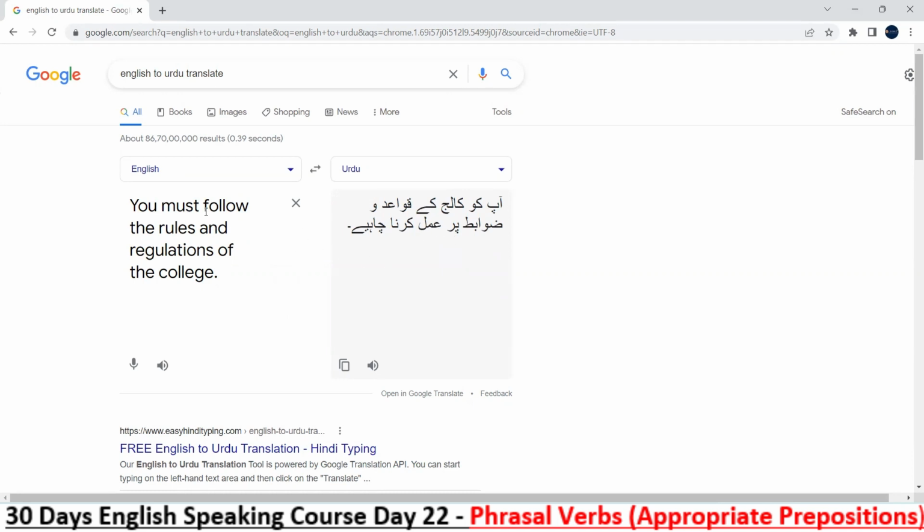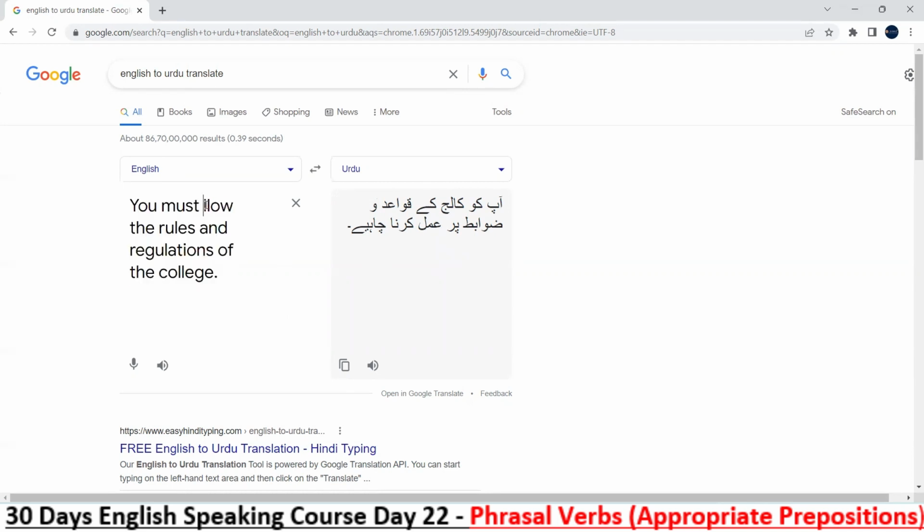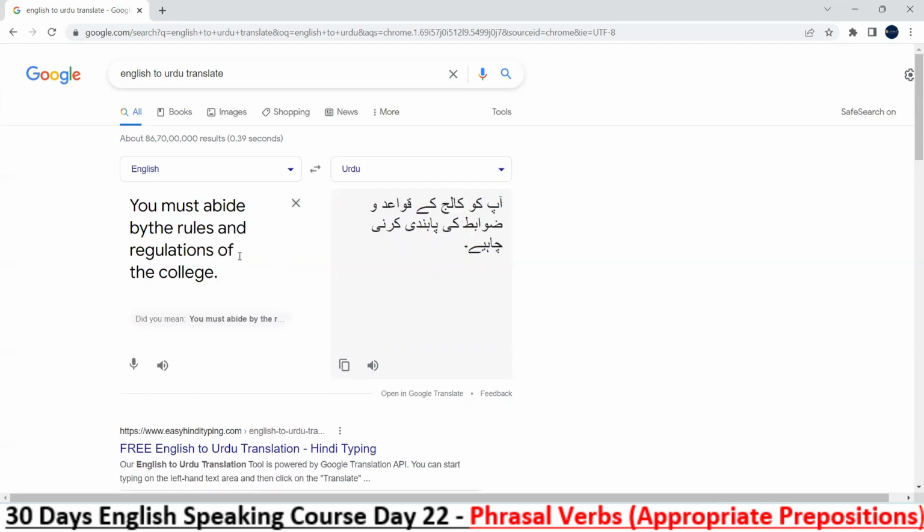Almost the meaning is same. Instead of follow, if I used abide by, you must abide by the rules and regulations of the college.